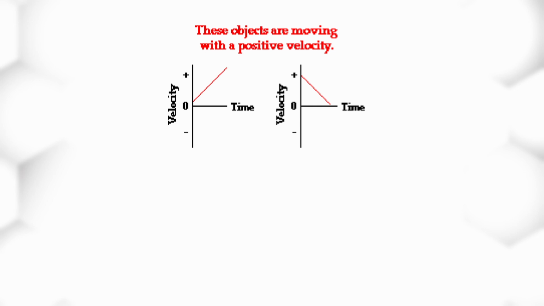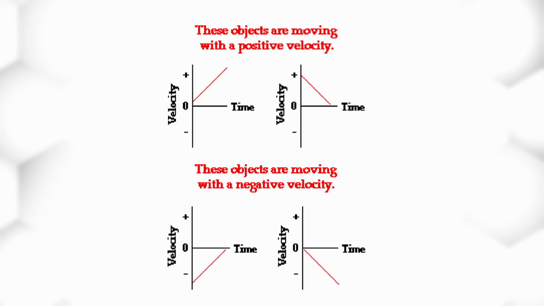In velocities, we use a positive and negative to show the direction in which an object is moving. Velocity on a graph would be positive whenever the line lies in the positive region, that's above the x-axis of the graph. Similarly, the velocity would be negative whenever the line lies in the negative region, that's below the x-axis of the graph.